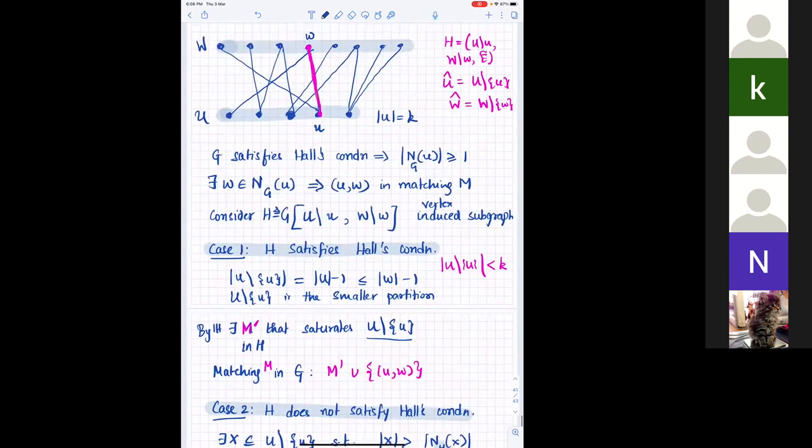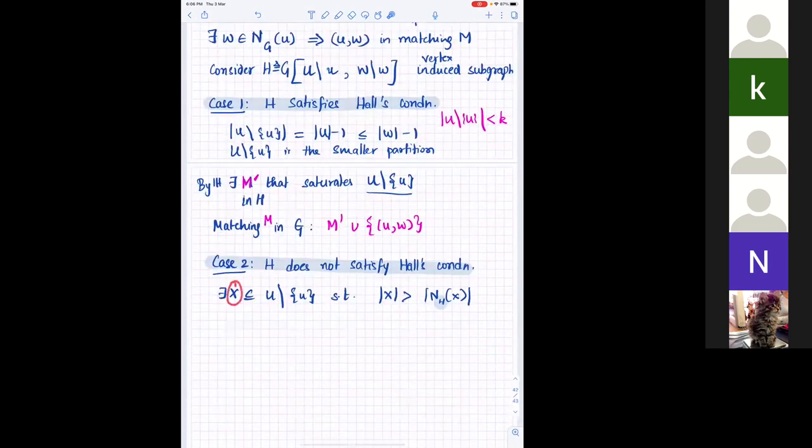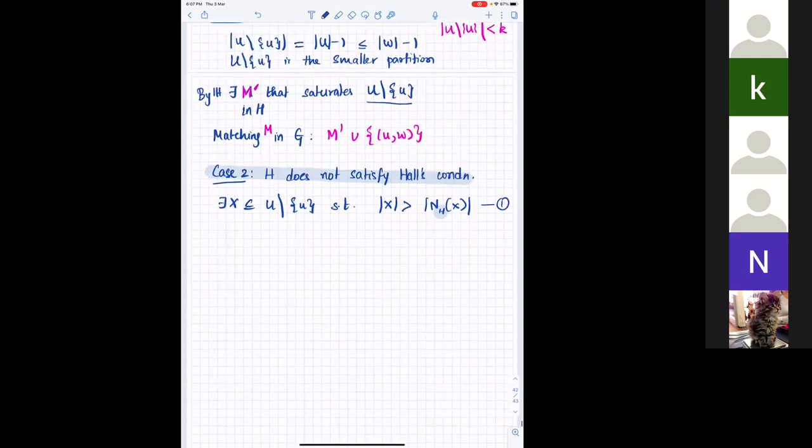So you must remember that the neighborhood of a vertex in G and H are different things. For example, this vertex has W as a neighbor in G, but in H it will not be there because you removed W. So the neighborhood of a set of vertices in G is different from the neighborhood of a set of vertices in H. That you must remember. Let's give this equation a name. I'm just going to call this 1. We'll come back to this.